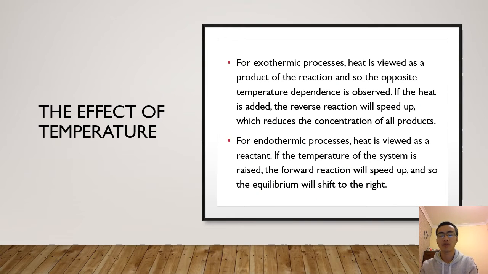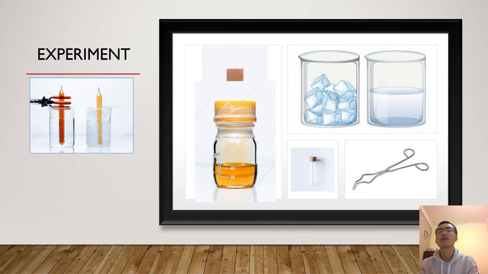How about the effects of temperature? For exothermic processes, heat is viewed as a product of the reaction, so the opposite temperature dependency is observed. If the heat is increased, the reverse reaction will speed up, which reduces the concentrations of all products. For endothermic processes, heat is viewed as a reactant. If the temperature of the system is raised, the forward reaction will speed up, and so the equilibrium will shift to the right. Now let's do the experiment to see what it looks like.